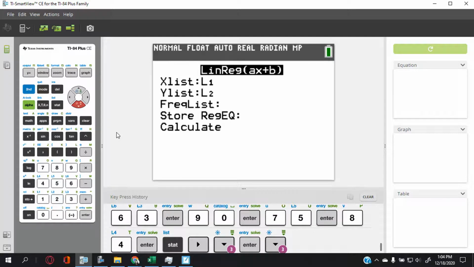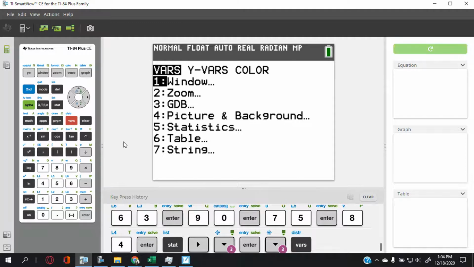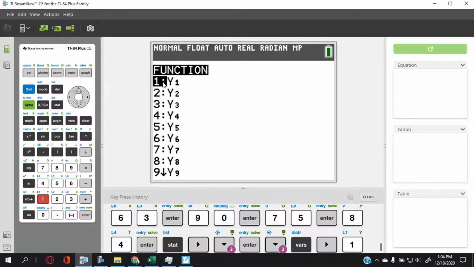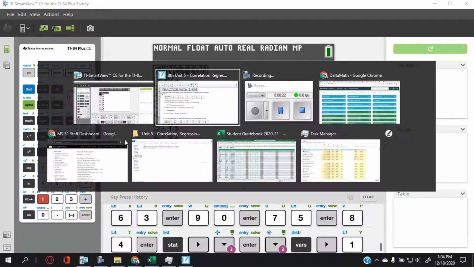This is how you do it. Go to VARS right here. I'm going to go to Y-VARS, click on function, and tell the calculator to pick Y1. Now, what does it mean? Remember Y1? If you press the Y equals button, it would be Y1 also, wouldn't it? So what we're saying right now is this. Hold on.